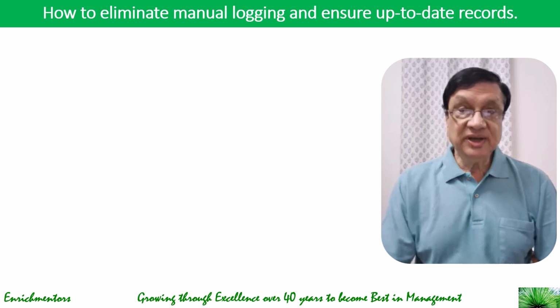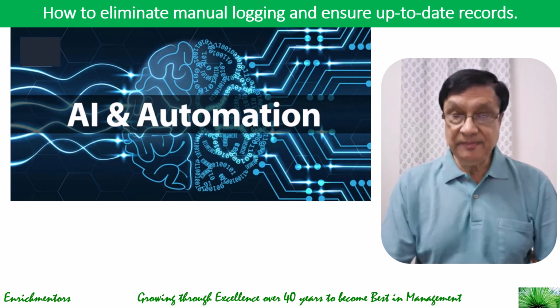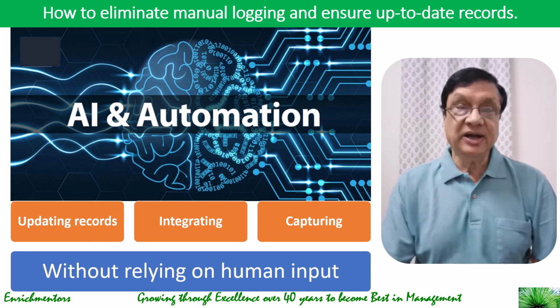So how do you think you can eliminate manual logging and ensure up-to-date records? That's a great question. Eliminating manual logging and ensuring up-to-date records is a game changer for sales, marketing, and support teams. AI and automation can help by capturing, integrating, and updating records without relying on human inputs. And how can this happen? Let's take a look in a lot more detail.